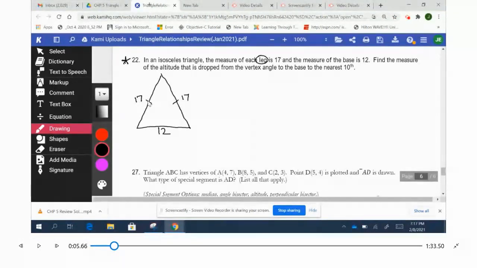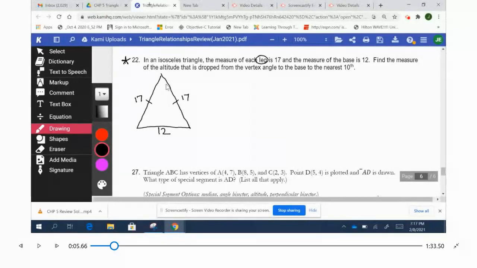Okay, so in an isosceles triangle, the legs are the congruent sides. So if they tell you one of the legs is 17, they're both 17. The base is the other side that might be different. In this case, it is. It's 12. Okay, this is different.